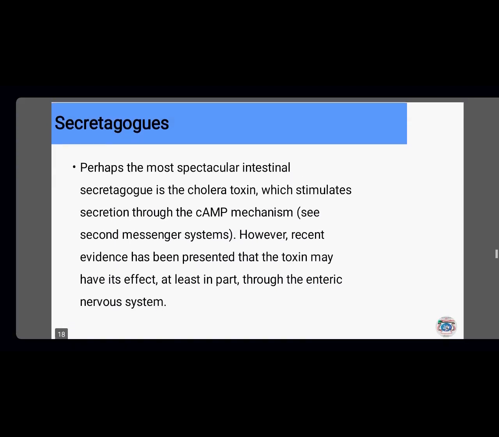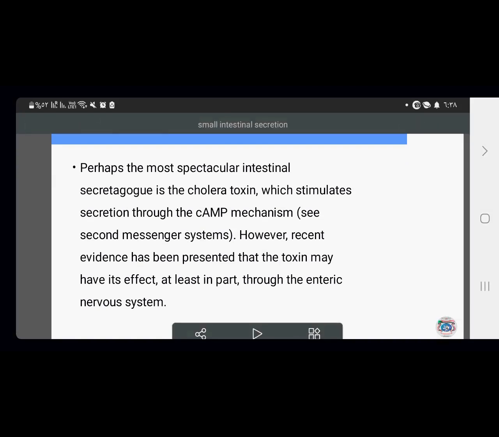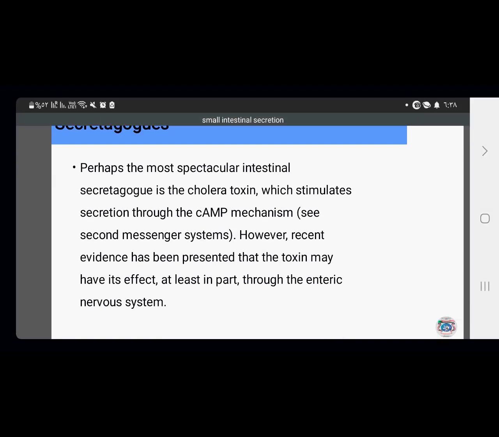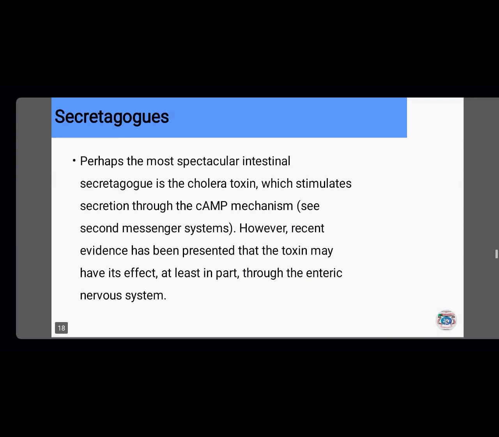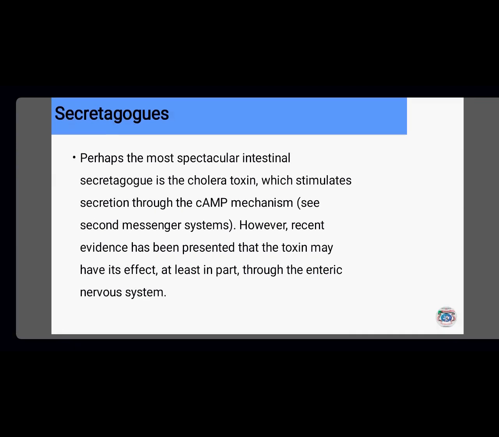Perhaps the most spectacular intestinal secretagogue is cholera toxin. As you know, it is one of the bacterial toxins which stimulates secretion through the cyclic AMP mechanism. You can see chapter 1 in physiology to understand cyclic AMP, or to remind yourself how the second messenger cyclic AMP is working.